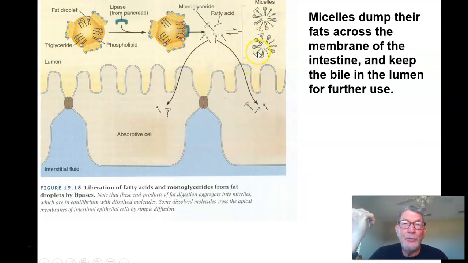So the monoglycerides and free fatty acids move across the brush border into the cell, the enterocyte, or digestive tract cell, small intestine cell. So here we have the undigested blob. It digests and reforms into a micelle and then moves across the border. Now it's inside your cell.